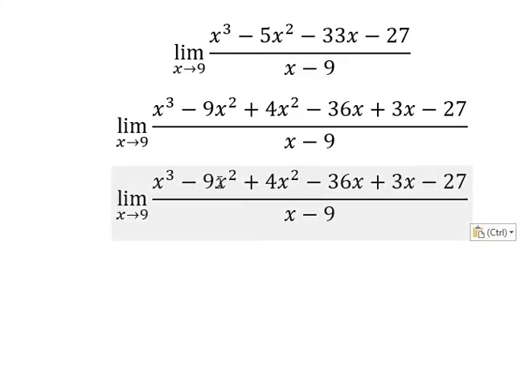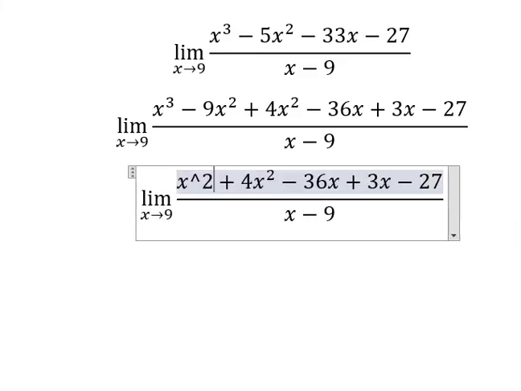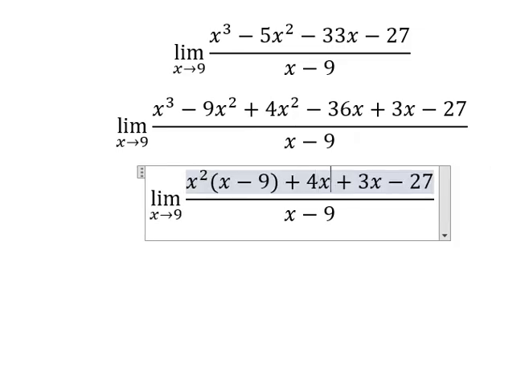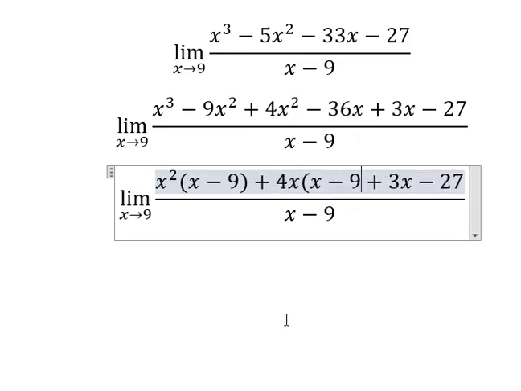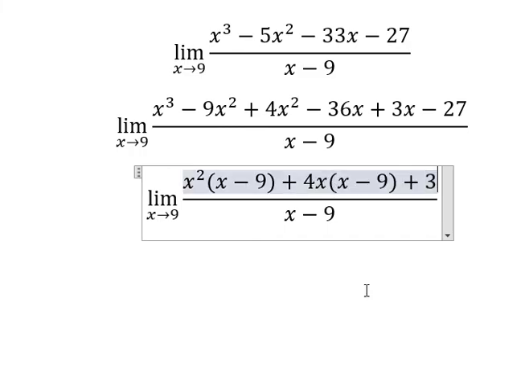Next, we can do factorization by s squared. This one, we can do factorization by 4s. This one by number 3.